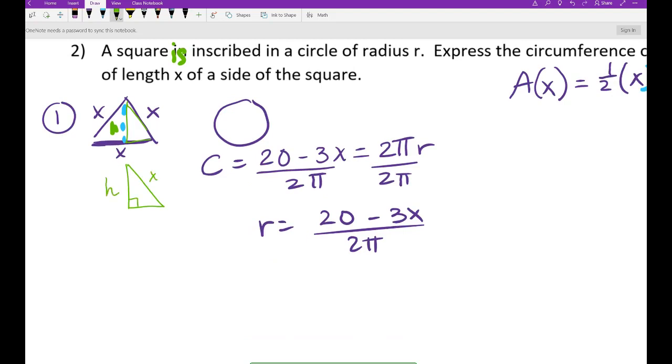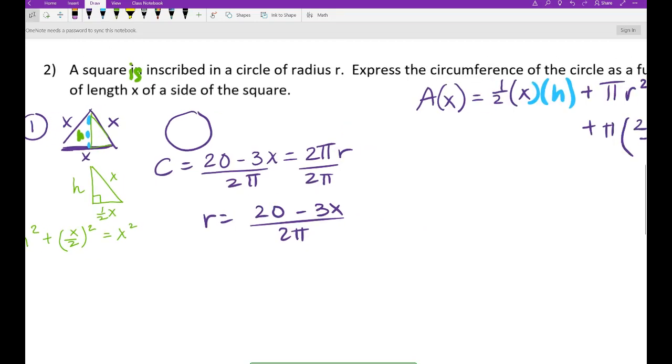This is x. The base is now half x. Can I use trig? Sure. Isn't it now 30, 60, 90? Can I use the Pythagorean theorem? Sure. Here we go. It's h squared plus half x squared. Half x, can I write it as x over 2, squared? Equals what? x squared, right?